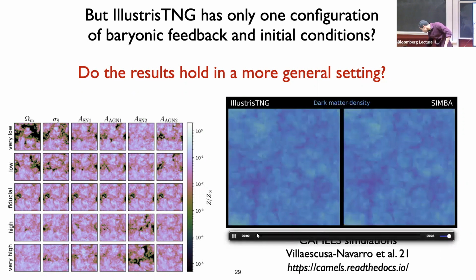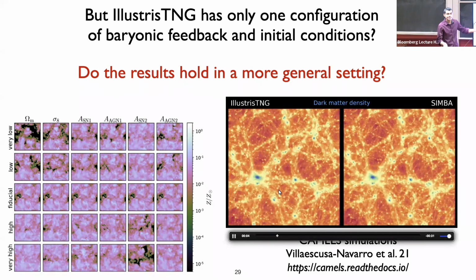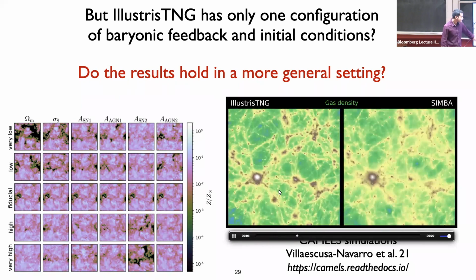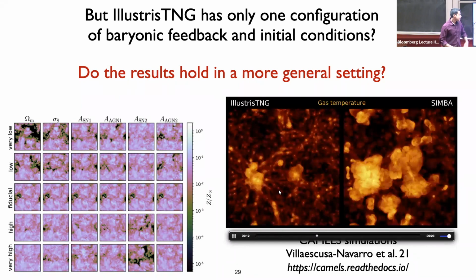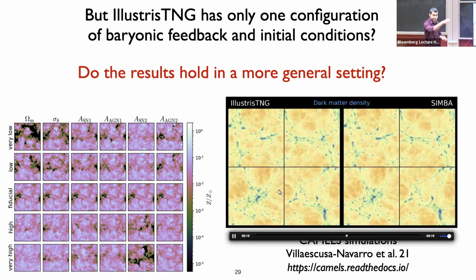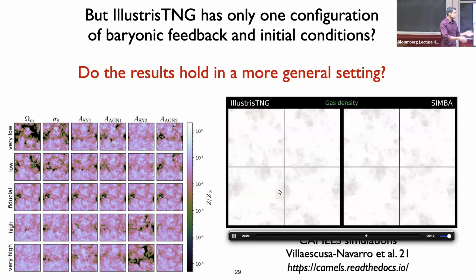Okay, let me play this again. So in TNG, for the dark matter, you can see that both of these agree that dark matter should be similar. For the gas, you can see that Simba is a bit fuzzy as compared to TNG. And for temperature, it is very, very different. You can see already, Simba has a jet mode feedback. TNG has a spherical feedback.